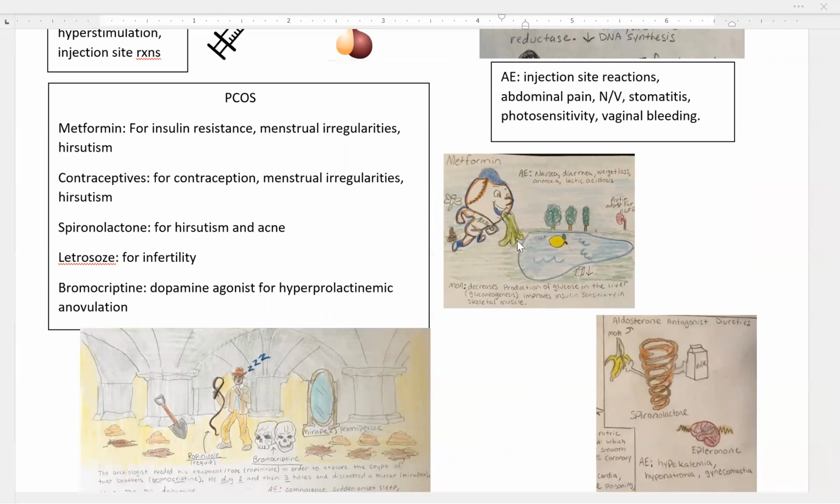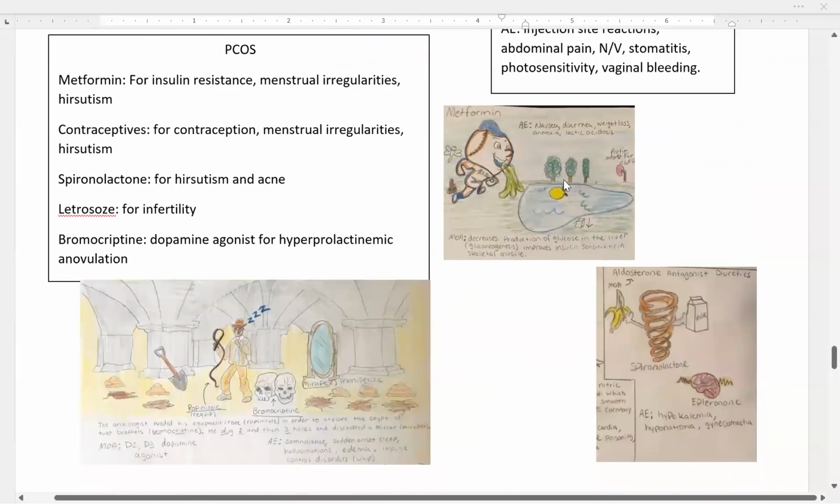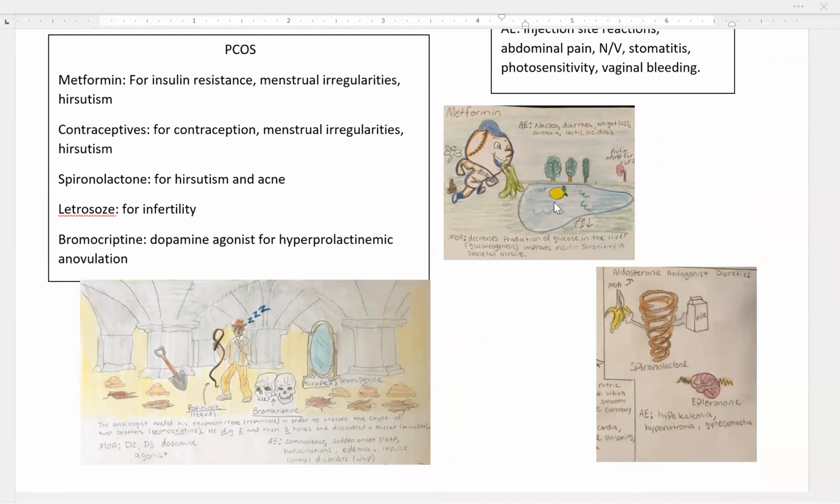Adverse effects are nausea, diarrhea, weight loss, which is shown with these trees that get smaller here, and then lactic acidosis, so a lemon, because lemons are acidic. You probably don't need to know all that, but it's a good review. You can use contraceptives, which can obviously be used for contraception, can help with menstrual irregularities and also hirsutism.